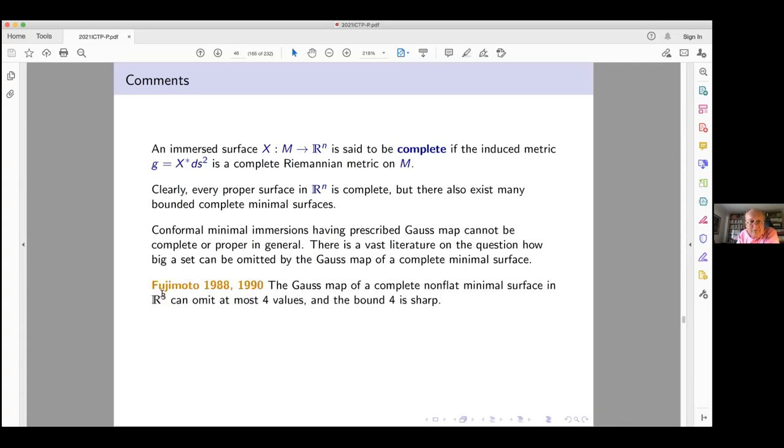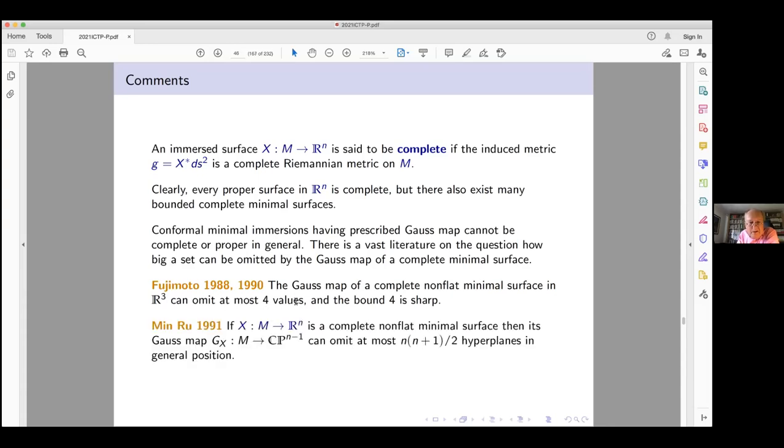So Fujimoto proved some 30 years ago that the Gauss map of a complete non-flat, meaning not a plane, minimal surface in R3 can omit at most 4 values. And the bound 4 is sharp. And there is a result of Min Ru in higher dimensions. How many hyperplanes can such a Gauss map omit? Okay. So this is a very active topic still.